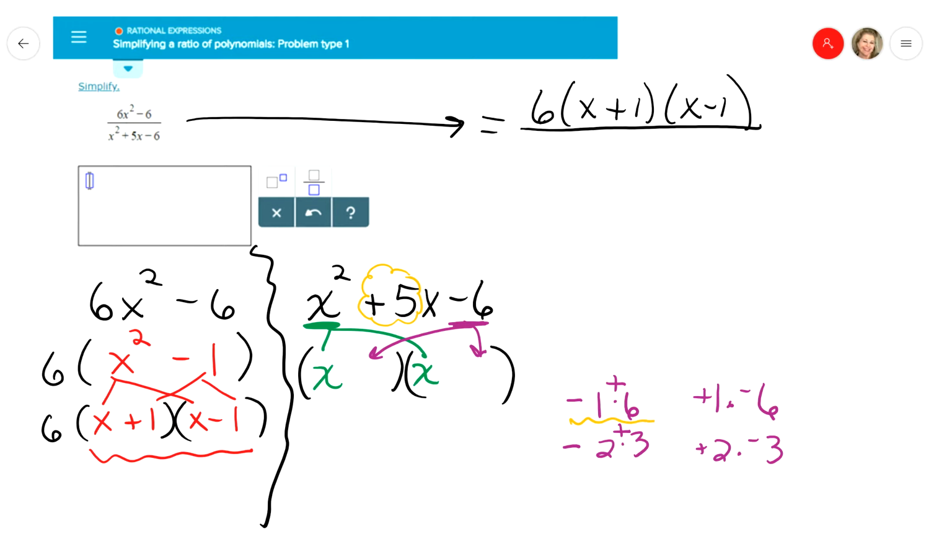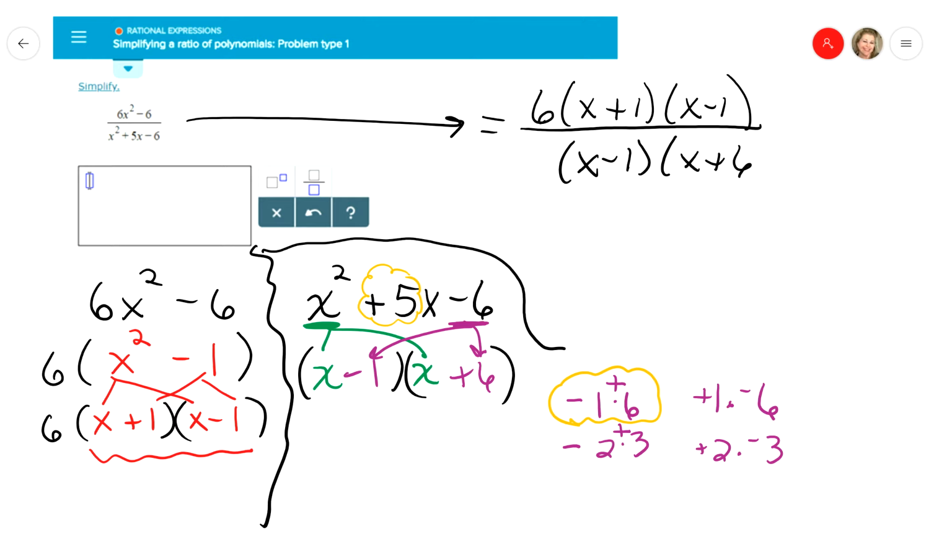So that would be this pair, the -1 and the +6. When you multiply that, you get -6, but when you add it, you get +5. So I'm going to put the -1 here and the +6 there. And that's completely factored. So this is my denominator, x minus 1 times x plus 6. And so this is like my scrap paper here. And now all I'm going to do is reduce my fraction.